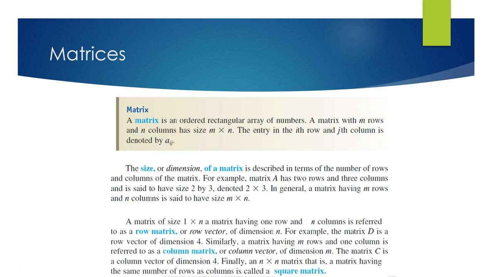A matrix of size 1 by n, having 1 row and n columns, is referred to as a row matrix or row vector of dimension n. And of course, there's also a column matrix, which basically has m number of rows but only one column. If the number of rows and number of columns are the same, we call it a square matrix, which I used a number of times in the previous video, but didn't explain what it was, but that's what it is.